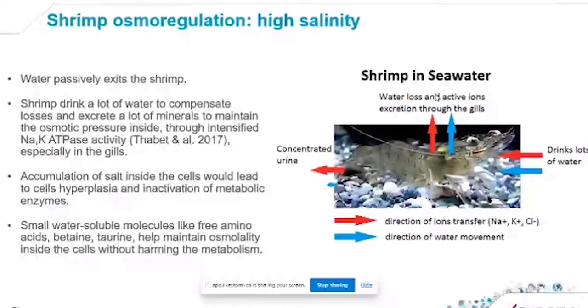If you did not do that, you would have accumulation of salt inside the cell, which would lead to cell hyperplasia and inactivation of the metabolic enzymes. So in order to avoid this, shrimp use small water-soluble molecules like free amino acids, betaine, taurine, to help maintain osmolality inside the cells without harming the metabolism. With salt content inside the shrimp, the enzyme activity goes down. But those molecules which are biologically useful and involved in the metabolism do not affect the metabolic enzymes in the same manner.